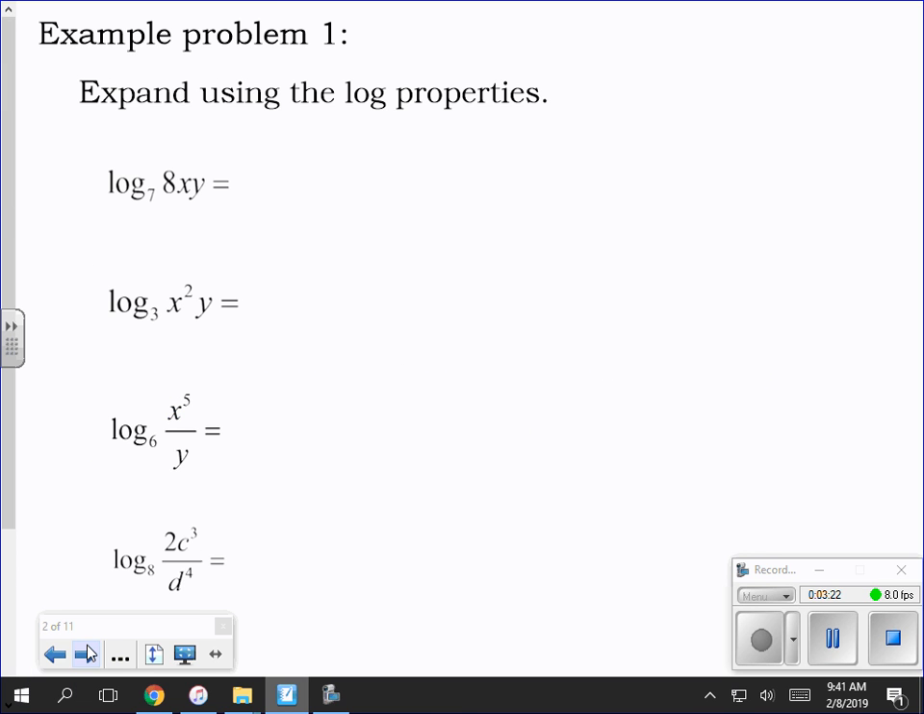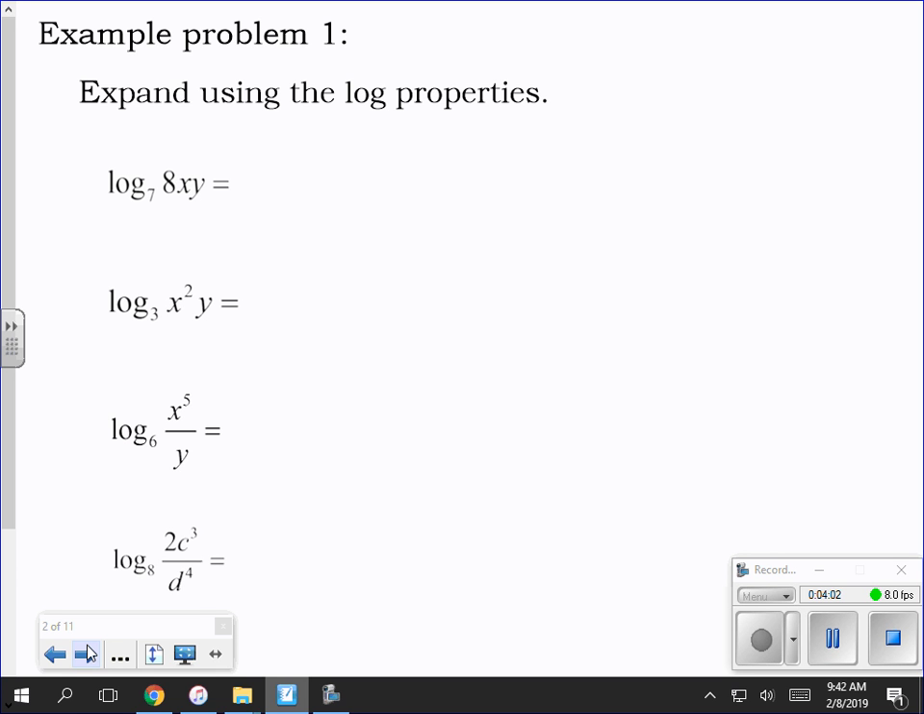Okay, so let's work our first set of examples here. You want to expand using the properties of logarithms. Once again, I wrote them over here, so I've got them in front of me. Easiest thing to remember: anything that's multiplied becomes addition, and anything that's divided becomes subtraction. That's the first thing you do, and then after we do those separations, we apply the power rule.